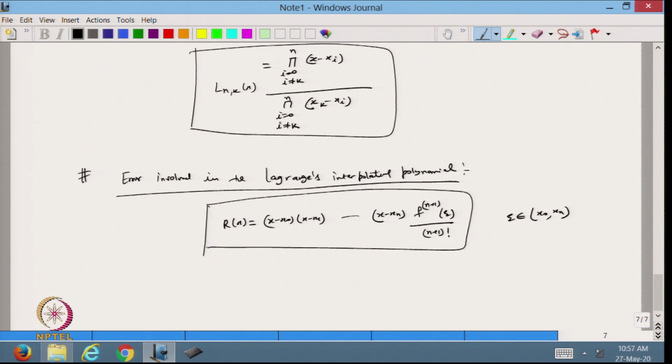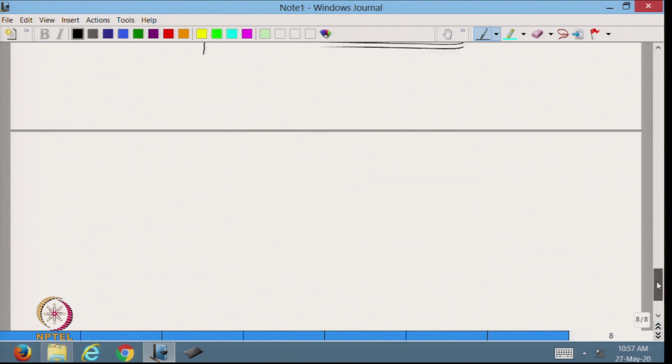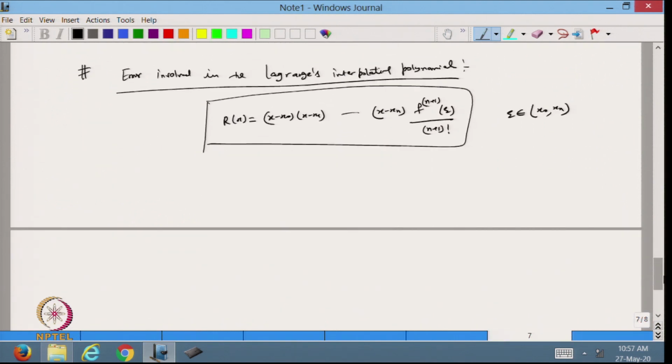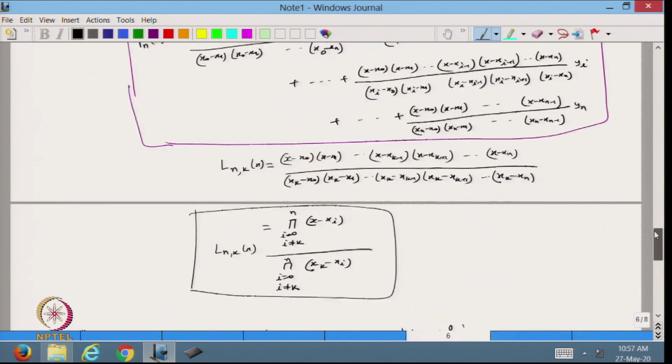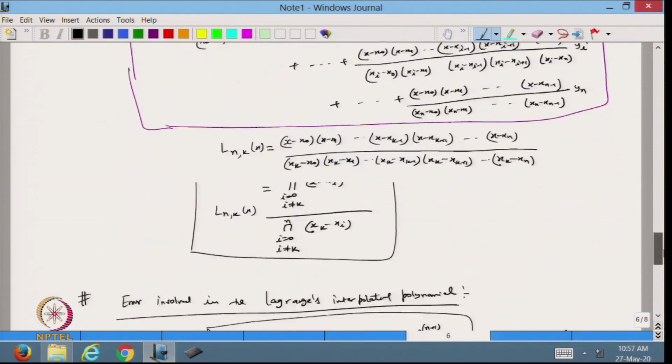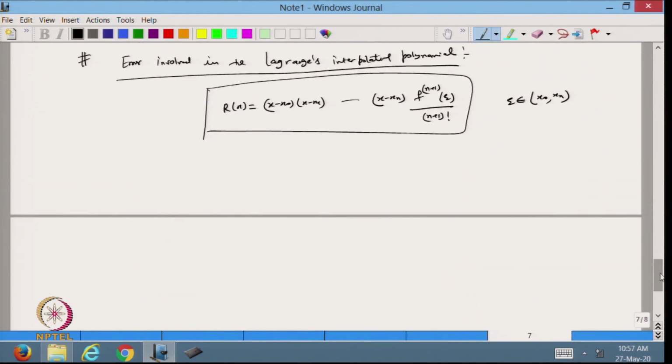So, that is the error we can find, and if I take the maximum value of this, then this is the maximum error involved. So, this is the way we can find the error involved in the Lagrange interpolating polynomial. So, after doing all this, we want to define the drawbacks of this one.